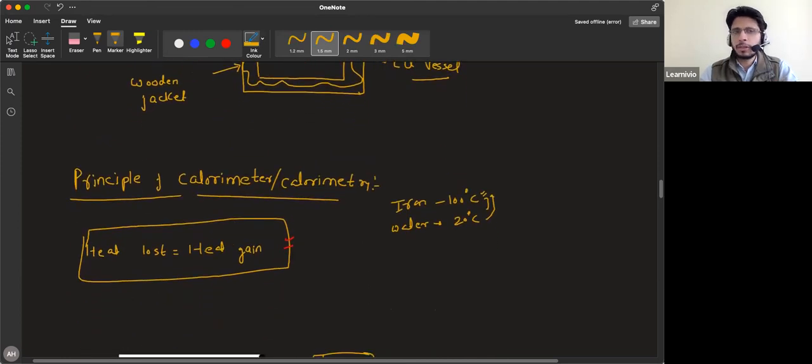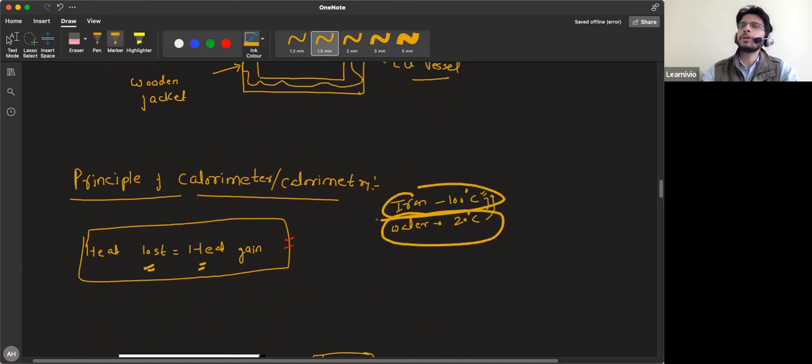The simple principle: heat loss is equal to heat gain. It means if you are mixing iron at 100 degrees Celsius with water at 20 degrees Celsius, iron will lose heat and water will gain heat. So if we consider the conservation of energy, then heat lost by iron is equal to heat gained by water. That is the principle of calorimeter: heat loss equals heat gain.